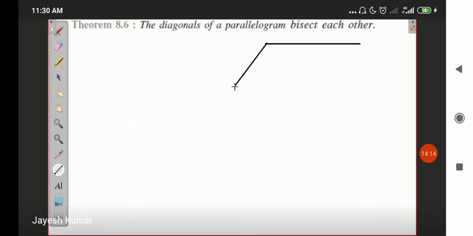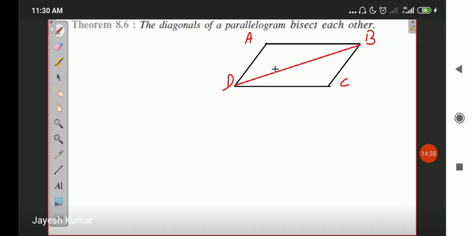From sides and angles of a parallelogram, we have graduated to diagonals of a parallelogram. We have completed the theorems about sides as well as angles of the parallelogram, and now we have come to diagonals of a parallelogram. First of all, let me name it A, B, C, and D. ABCD is your parallelogram. One of the diagonals is BD, and another diagonal is AC. Okay, and let's say that the point of intersection is O.